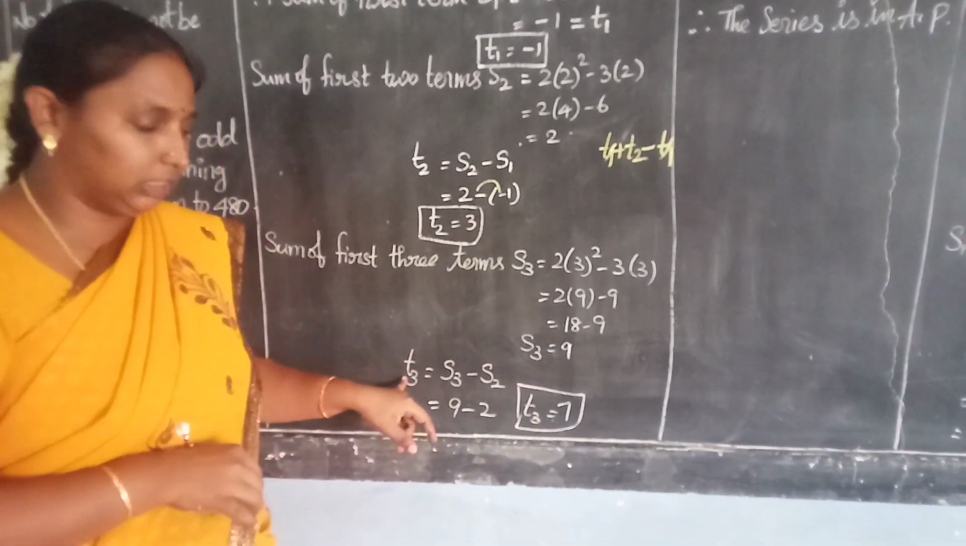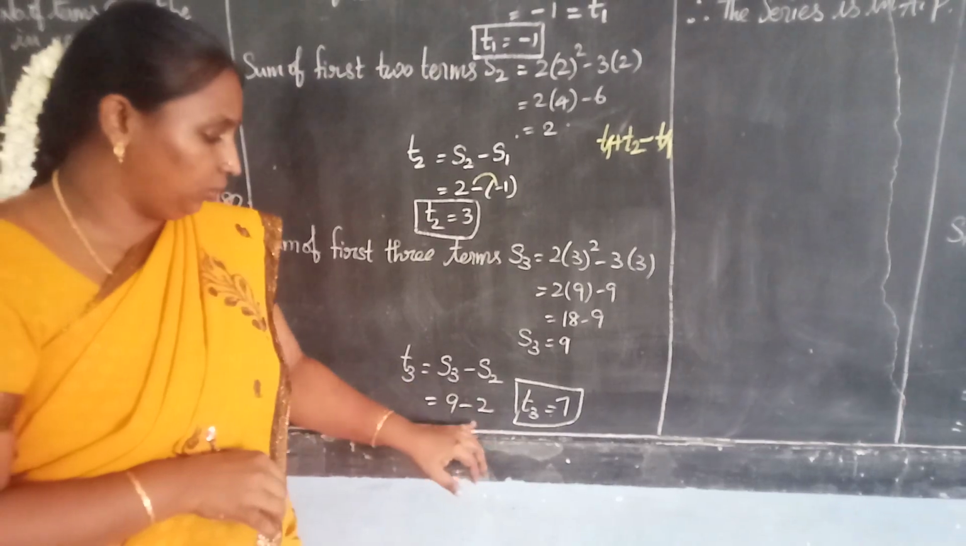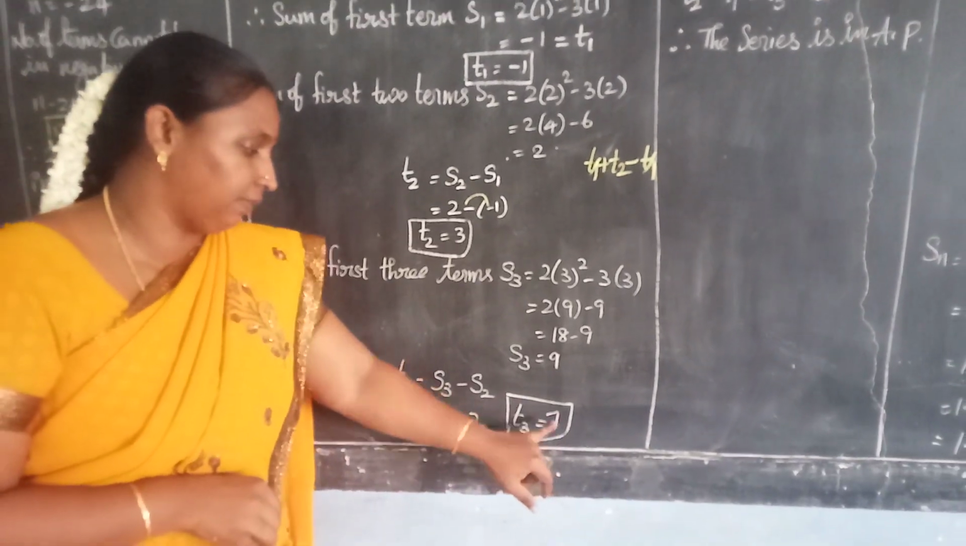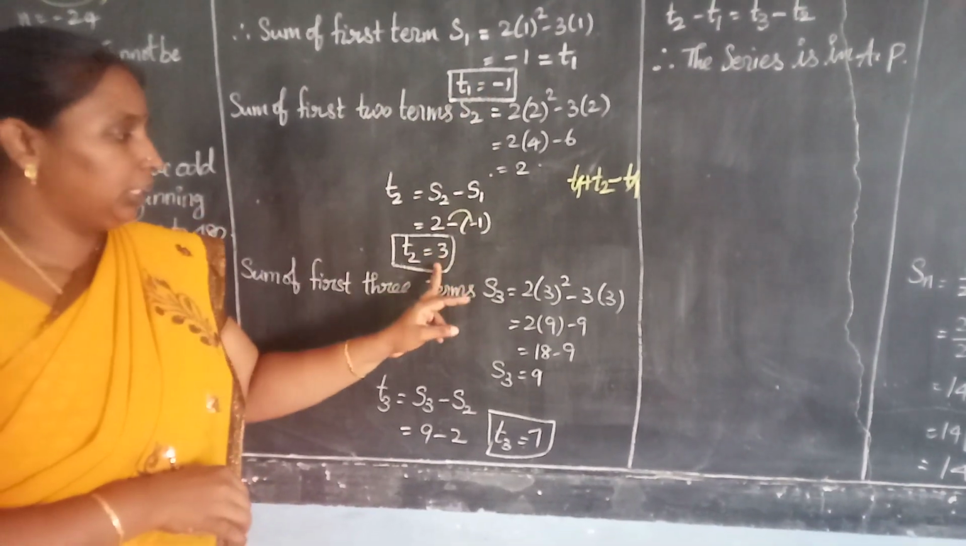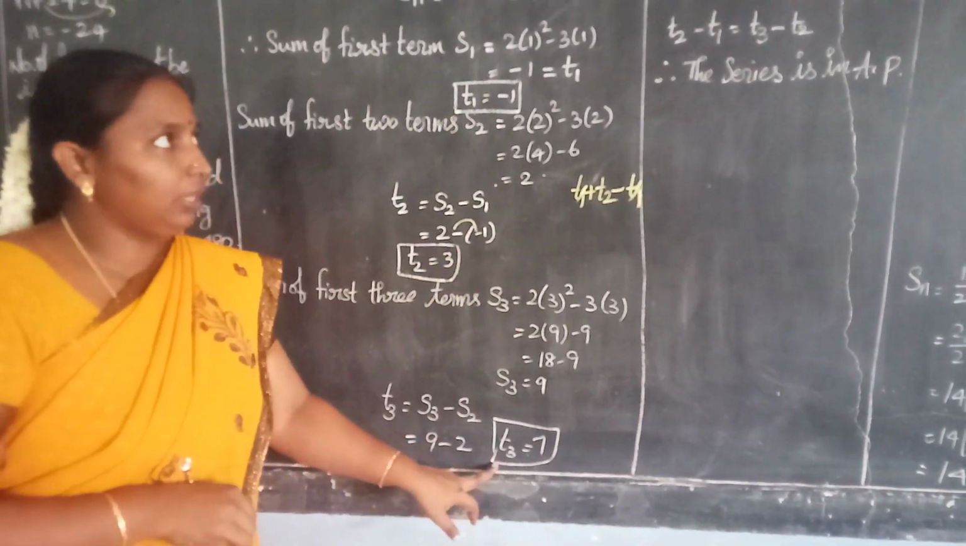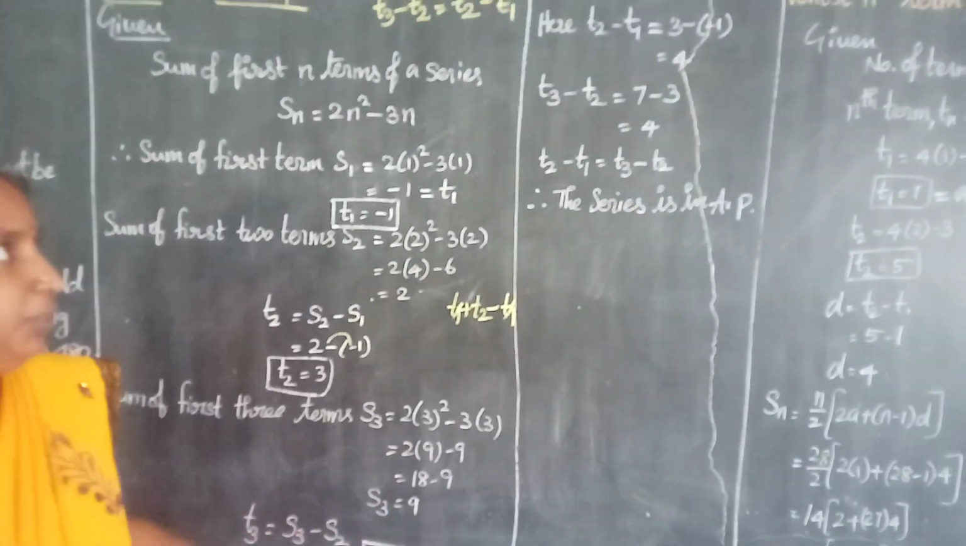Then you will get T3. So S3 is 9, S2 is 2. So 9 minus 2 will get 7. So T3 is 7. So we find T1 is minus 1, T2 is 3, T3 is 7. Now we are going to find the difference between these.